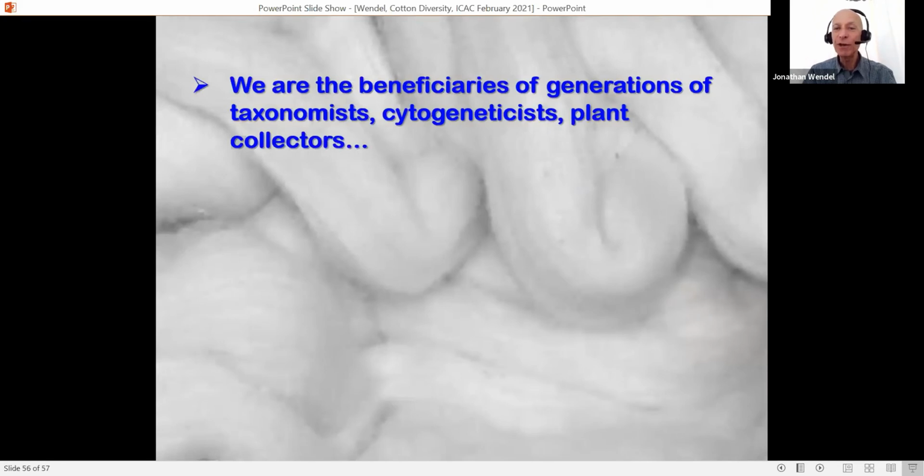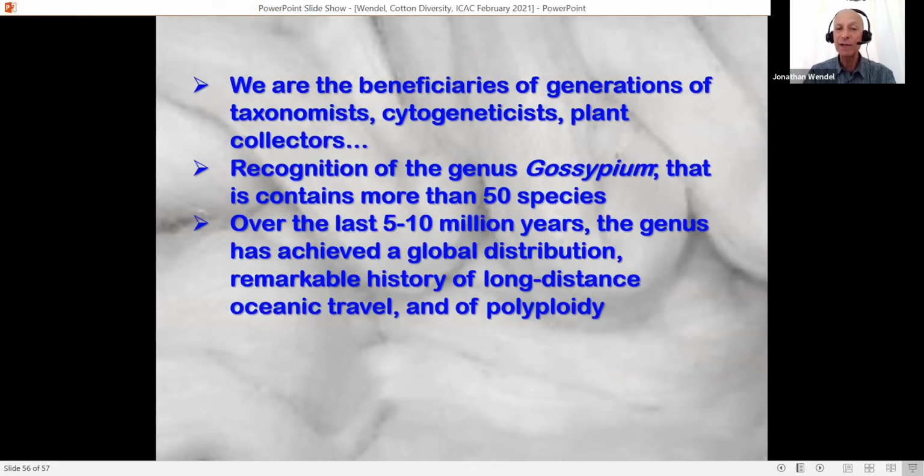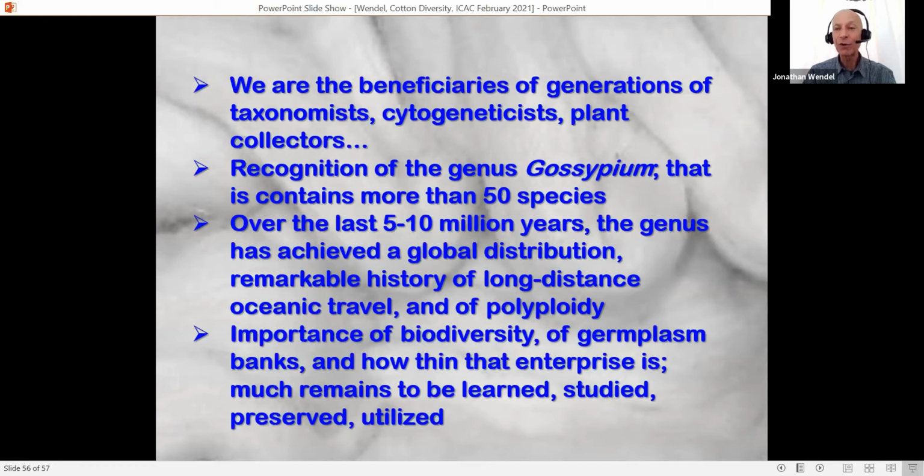We are the beneficiaries of generations of taxonomists, cytogeneticists, and plant collectors, to whom we owe a great debt of gratitude. They taught us that there's a genus out there called Gossypium, and we now know that it contains more than 50 species. Over the last 5 to 10 million years, it's achieved a global distribution, has a remarkable history of long-distance oceanic travel, and of polyploidy. And I've tried to emphasize the importance of biodiversity, of germplasm banks, and how thin this enterprise is in terms of our devotion of research resources to it.